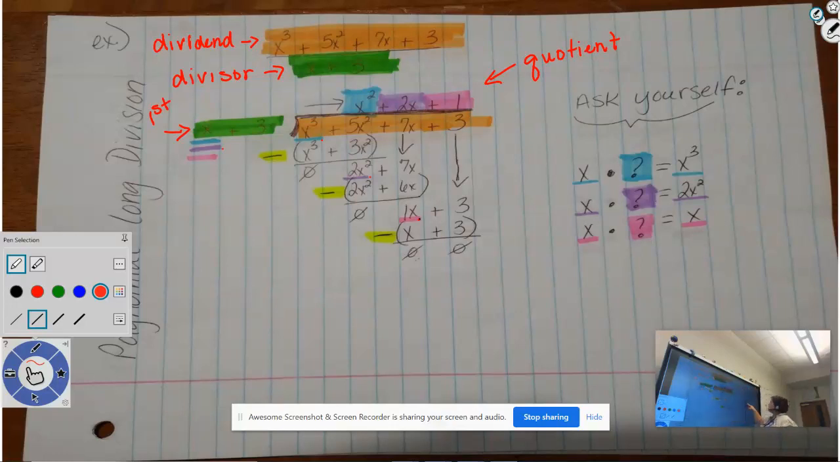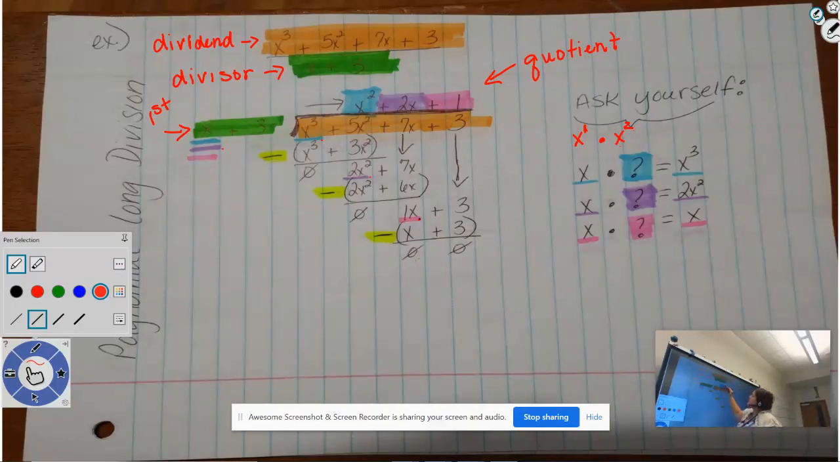x times what number equals x to the third? Right? x times what number equals x to the third? Well, I remember that when I'm multiplying polynomials, I'm just going to add the exponents. So what am I missing? 1 plus what number equals 3? 2. So this number is an x squared. I'm going to write that directly on top of any x squared numbers. I want to stack my like terms.